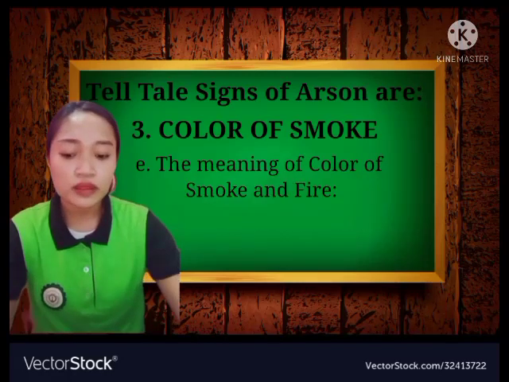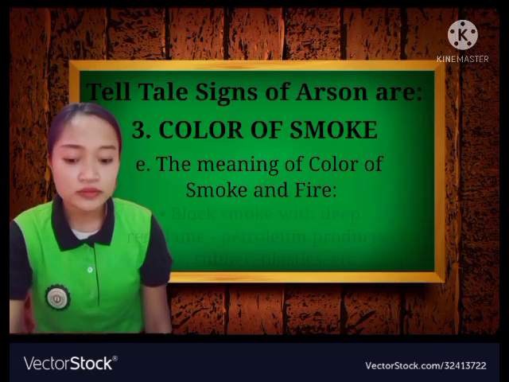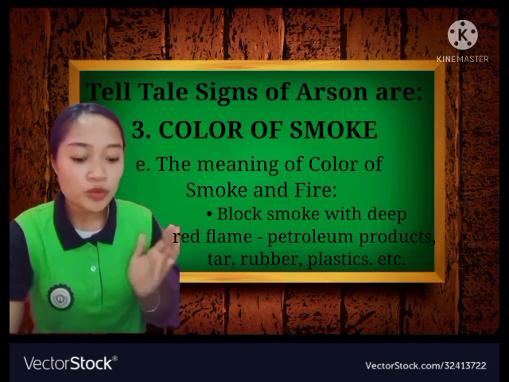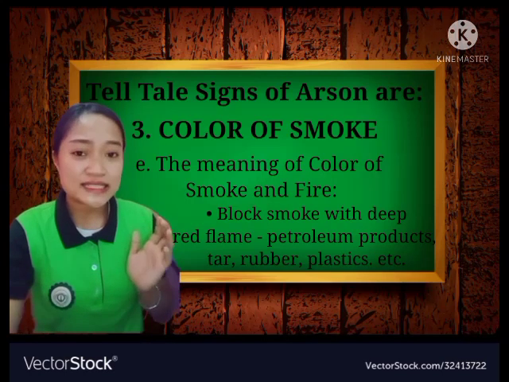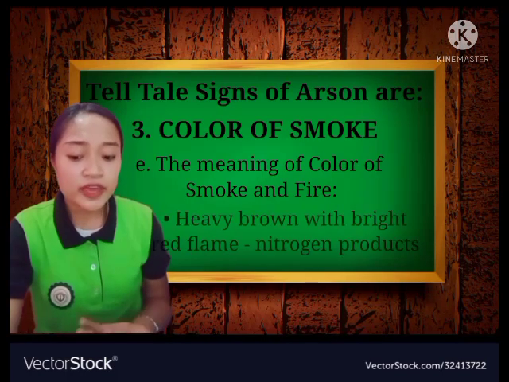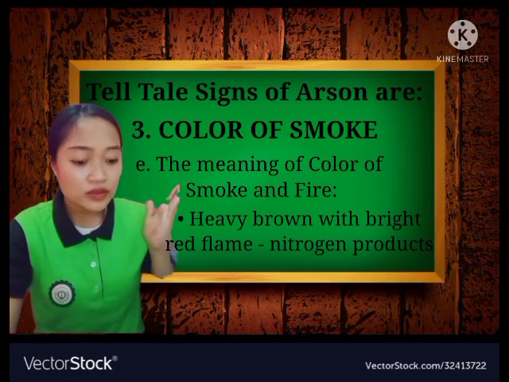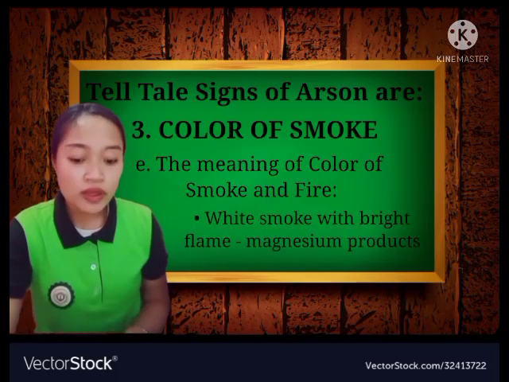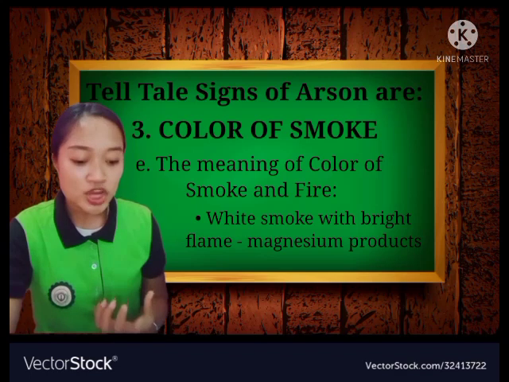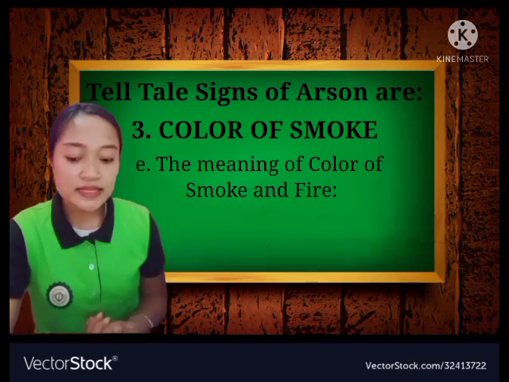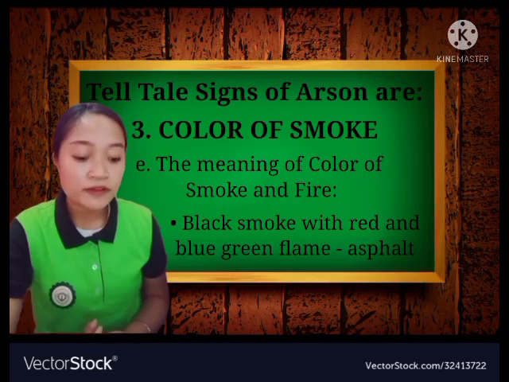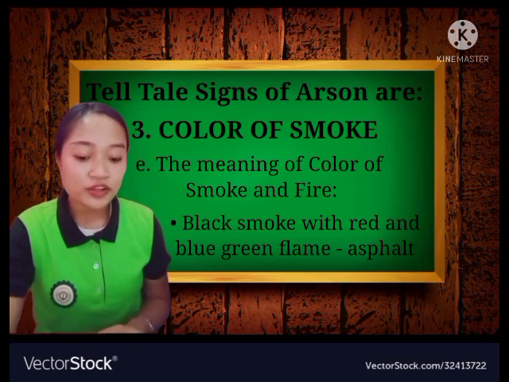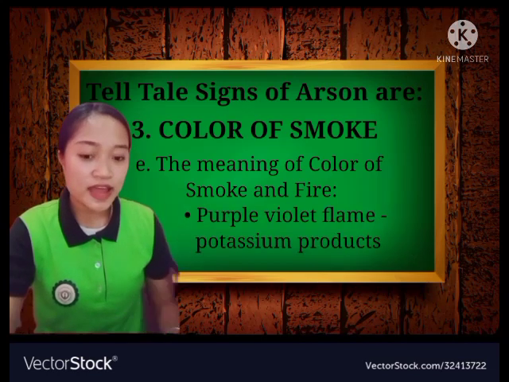The next, here the meaning of color of smoke and fire. So if black smoke with deep red flame, mo na siya ang petroleum products, tar, rubber, plastics, and etc. Then if heavy brown with bright red flame, so kana siya is from nitrogen products. The next, white smoke with bright flame. So, ang kana siya is magnesium products. Next, black smoke with red and blue-green flame. Kana siya is asphalt. So, if naman, purple-violet flame, that is potassium products.